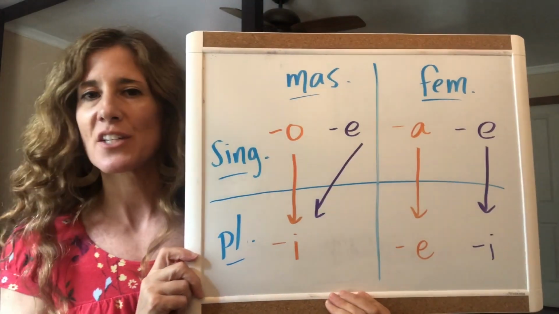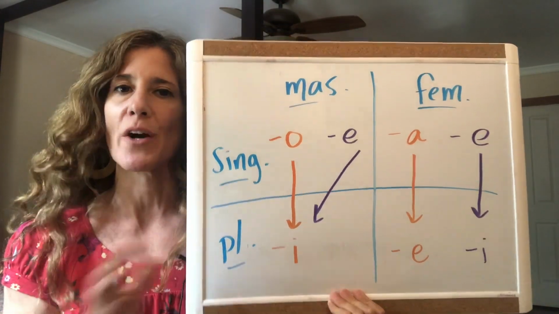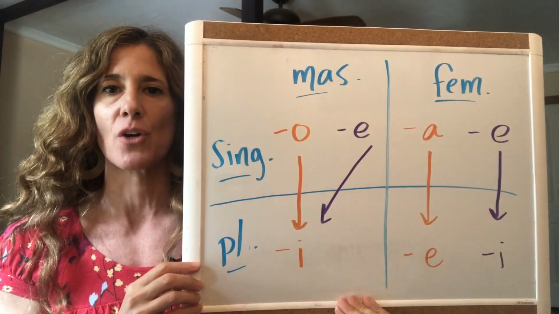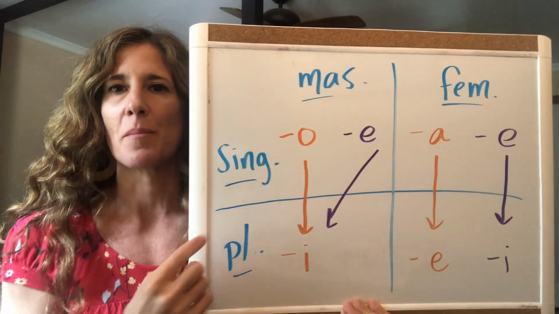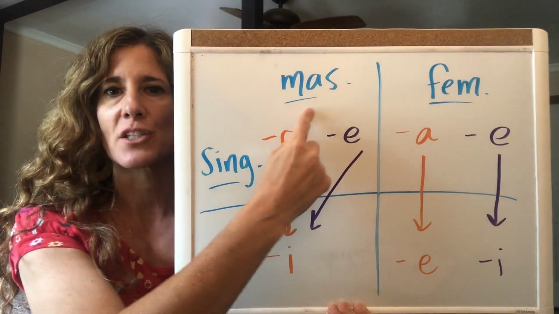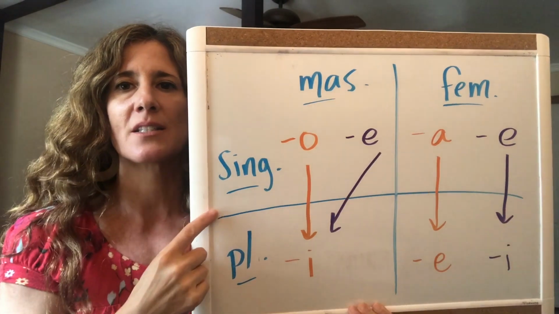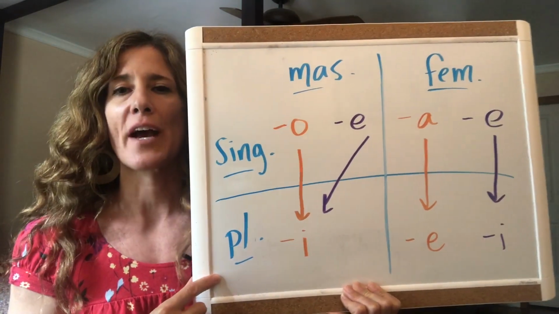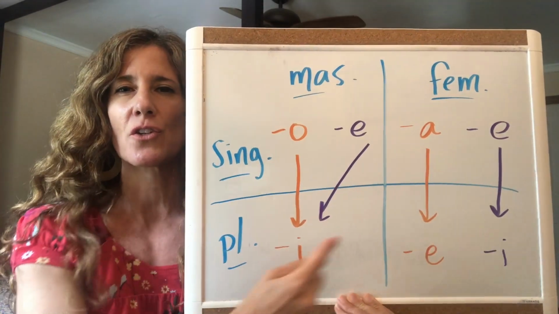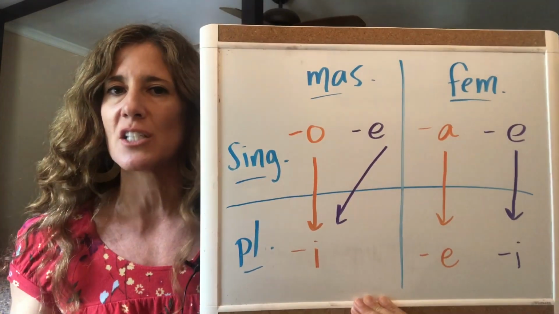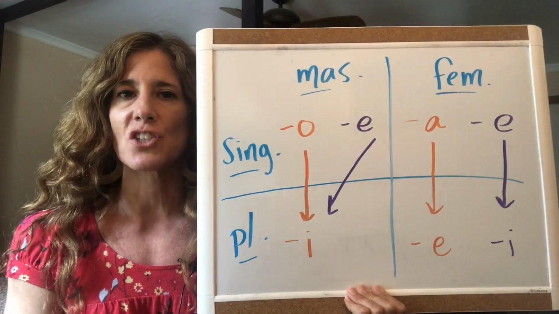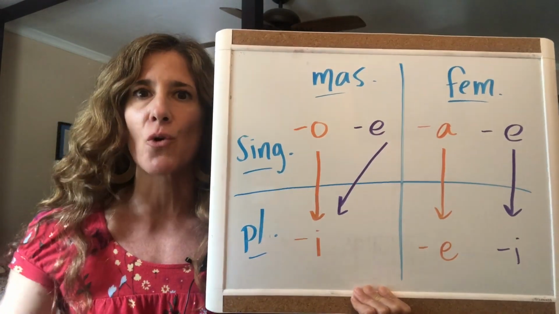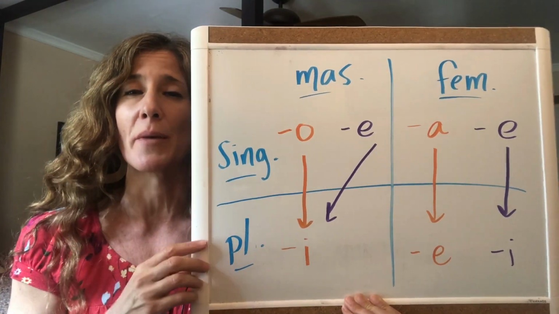Okay, here's my handy little chart to describe to you what you're going to do with all of these adjectives. I divided the quadrants up like this. Mas is masculine, fem is feminine, sing is singular, pl is plural. In orange, these are the adjectives you're actually going to see most of the time: the adjectives that end in O and then have 4 choices of ending. Those are the most common, okay?